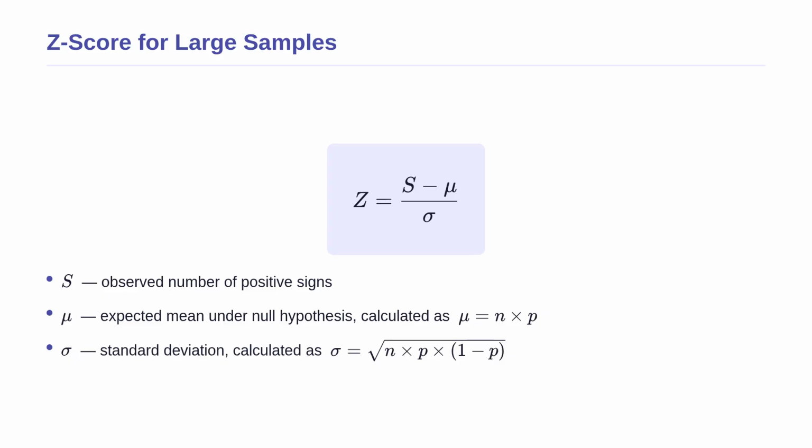The symbol S is our observed number of positive signs. The expected mean, mu, is simply the total number of trials n multiplied by the probability p. The standard deviation, sigma, measures how much the results naturally spread out around that mean. A higher z-score means our result is highly unusual and incredibly unlikely to happen by random chance, giving us strong evidence against the null hypothesis.